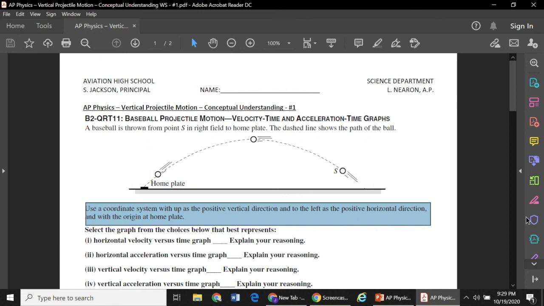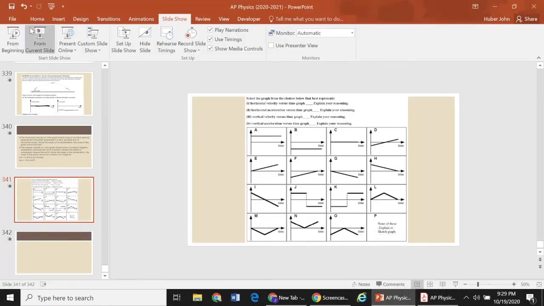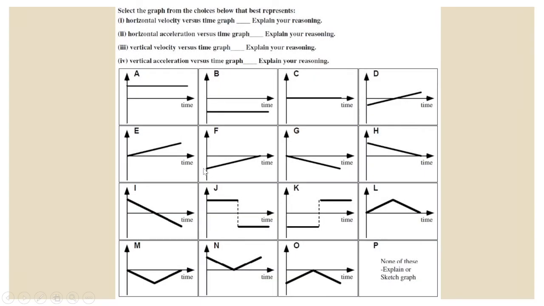So it says here, use a coordinate system with up as the positive vertical direction and to the left as the positive horizontal direction. So now the positive horizontal direction is to the left, and that's the way the ball is going. So the horizontal velocity versus time graph should show a positive velocity, which is constant, and that makes the answer here A. The horizontal acceleration versus time graph is going to be C. The vertical velocity versus time graph is going to be I. And the vertical acceleration versus time graph is going to be B. So horizontal velocity A, horizontal acceleration C, vertical velocity I, and vertical acceleration B.